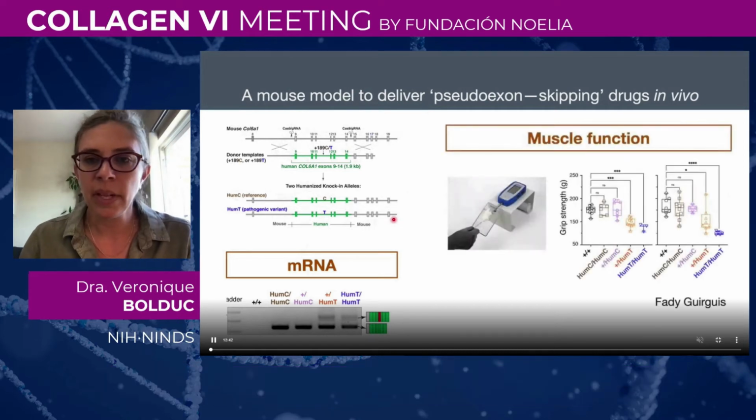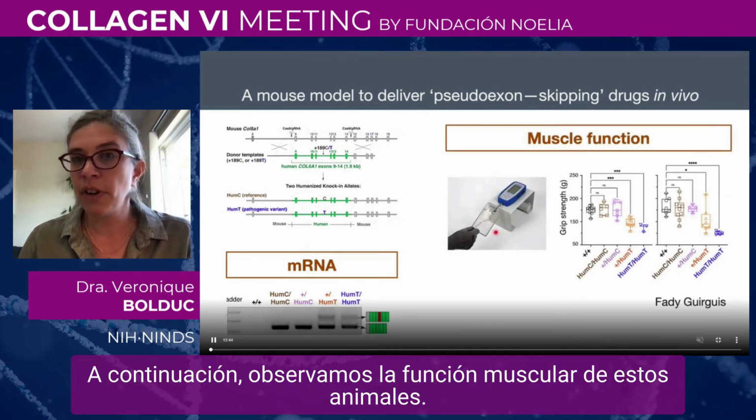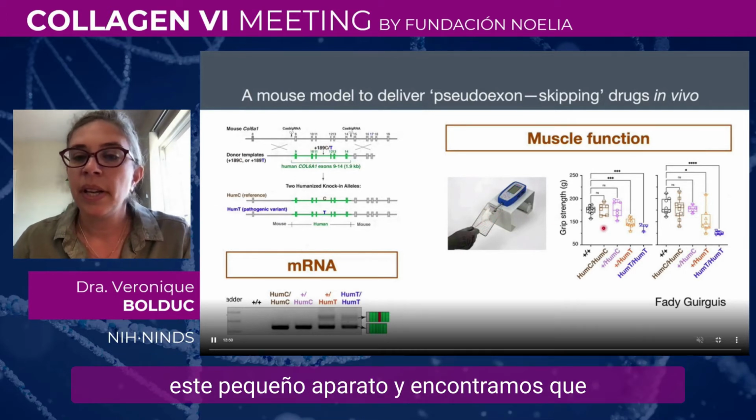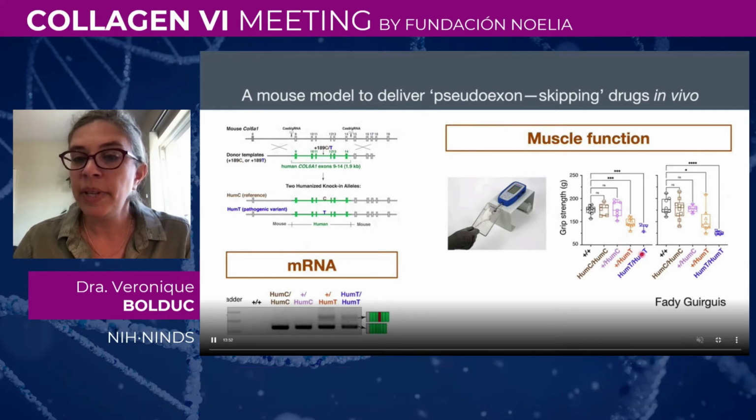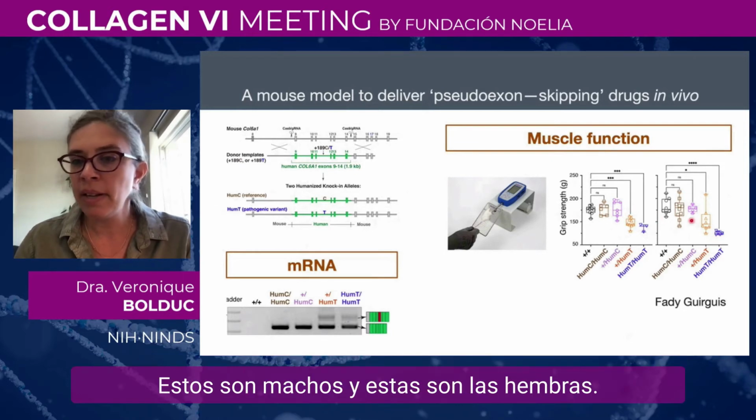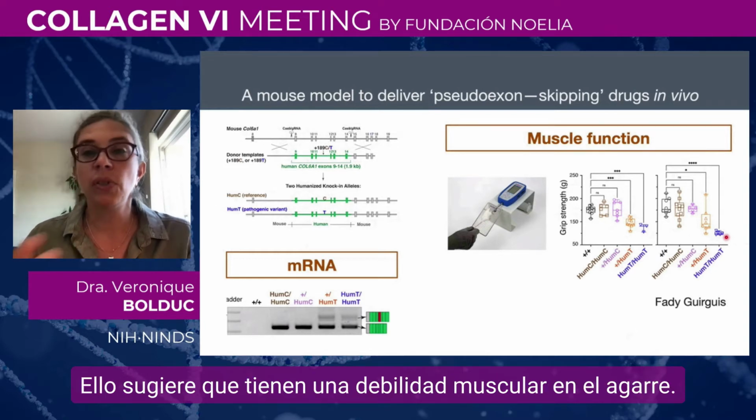Next, we looked at the muscle function of these animals. We measured their grip strength with this small apparatus. And we found that UMT animals have lower grip strength. These are males, these are females. This suggests that they have a muscle weakness in their grip.